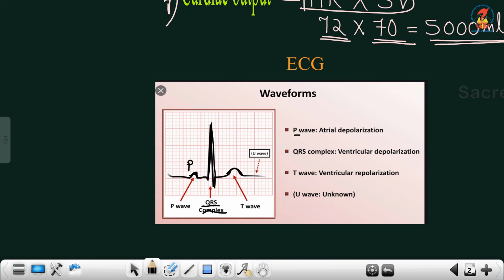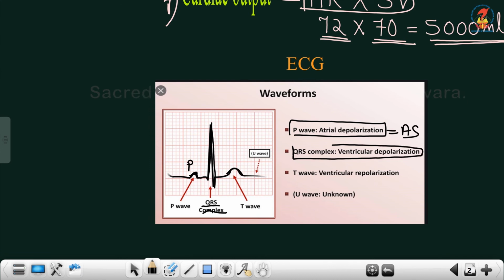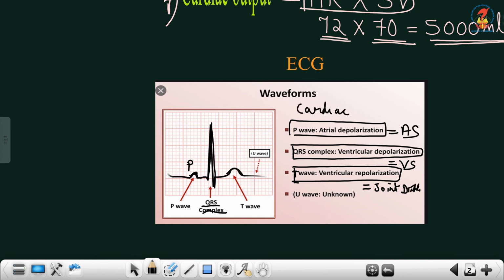The P wave indicates atrial depolarization, or we can say atrial systole if you compare it with your cardiac cycle. The QRS complex indicates ventricular depolarization or ventricular systole, and the T wave indicates ventricular repolarization, or it indicates the joint diastole. So, if you correlate with the cardiac cycle, you can see each wave is coinciding with the different phases.